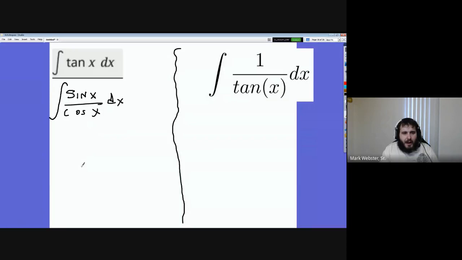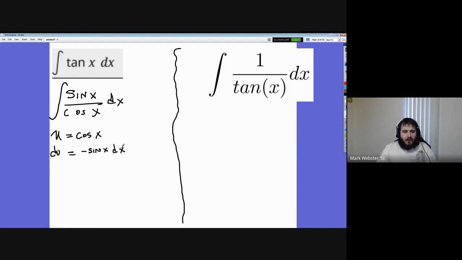So if I choose cosine as my u, then I can get a 1 over u type situation, which we know how to do. The integral of that's natural log. So if I make u equal to cosine of x, then I can take the derivative of both of these, because I've got a dx here too, right? I don't have any kind of dx, so I've got to make a dx as well. So I'll take the derivative of both sides. The derivative of cosine is, in fact, negative sine.